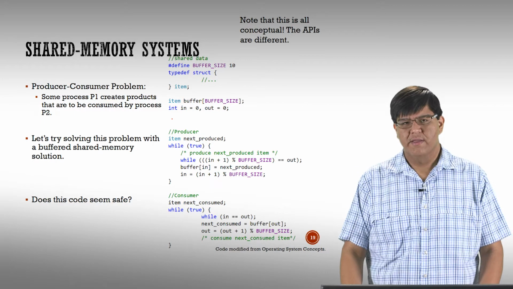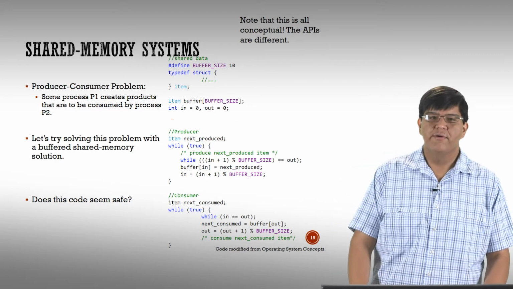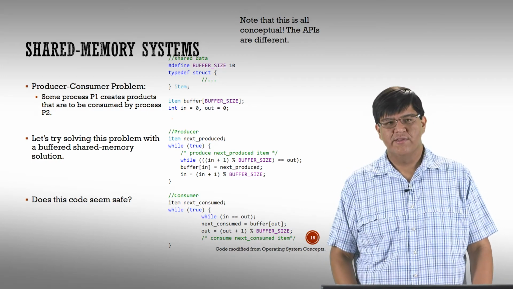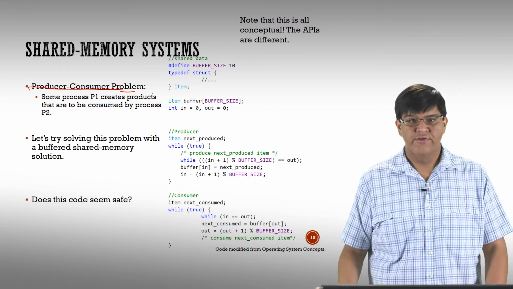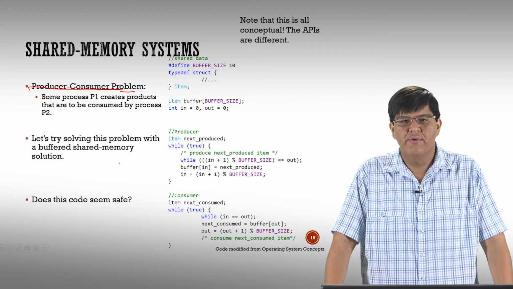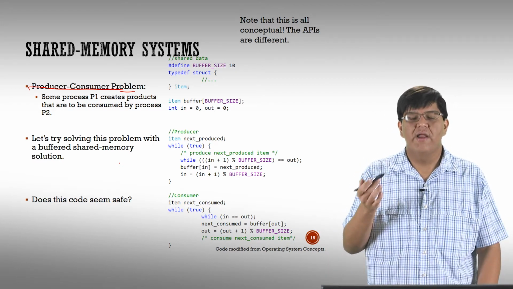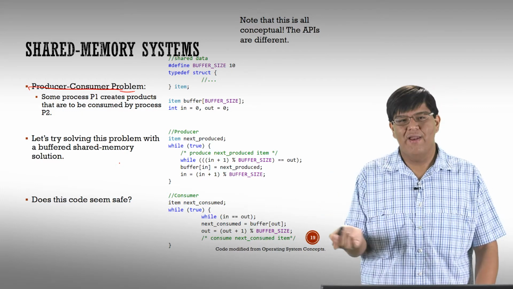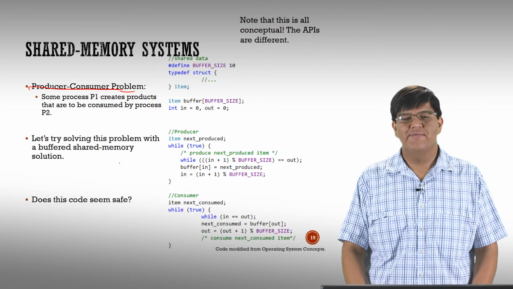So let's do a quick conceptual example of what shared memory systems might look like. Here we're going to be working on an archetypal problem in process communication, and that is called the producer-consumer problem. I have two processes, a producer and a consumer. The producer creates some sort of object, some product, and then the consumer consumes that product. Pretty easy coming from the name, right? Things are being created and things are being consumed.